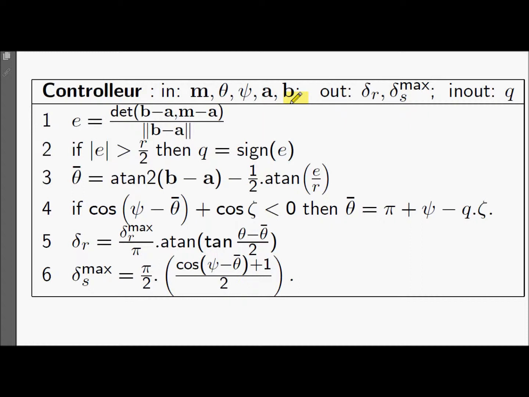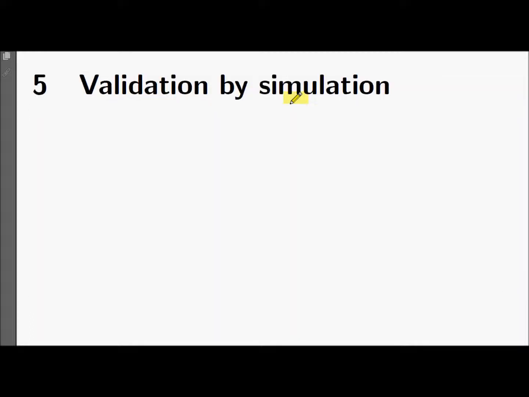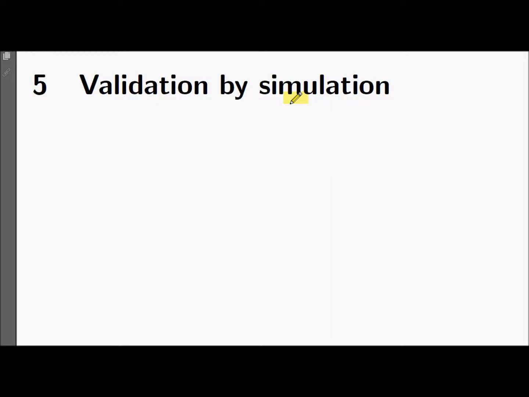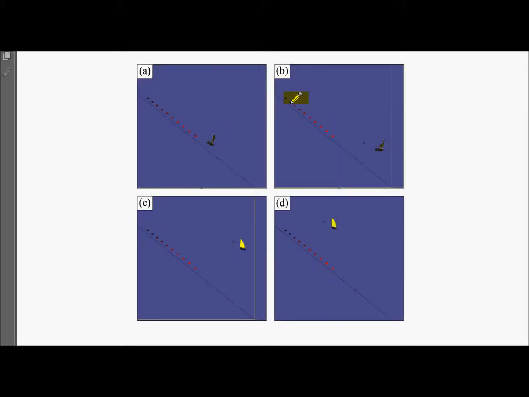How can I validate this controller? I can validate by simulation, of course. So I can throw thousands of simulations, different conditions, and in fact I can see that in my simulations, my boat always, for any initial condition, will follow the line. But it is not a proof. It is not exactly what I want to obtain.